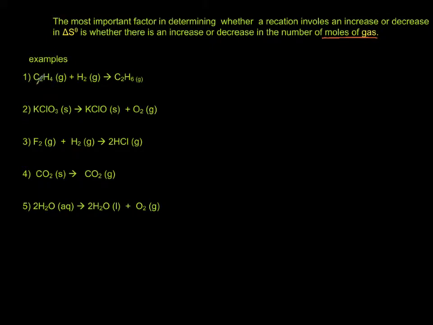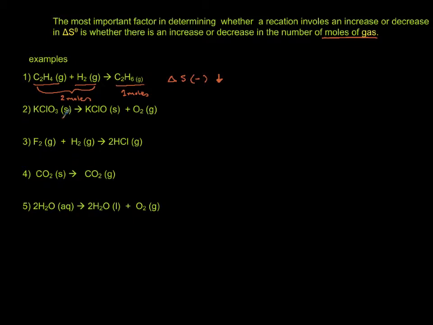The first example, you see one molecule of gas for C2H4 plus another, so you have 2 moles of gases on the reactant side, and it's becoming only 1 gas on the product side. So this is an indication that delta S is becoming negative. Delta S is minus, it goes down. There is a decrease in entropy.